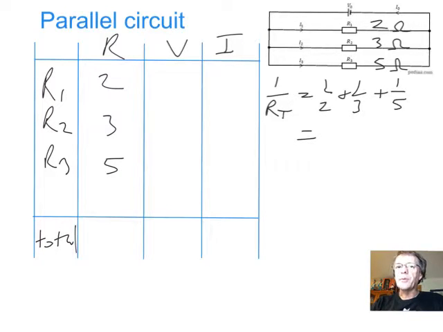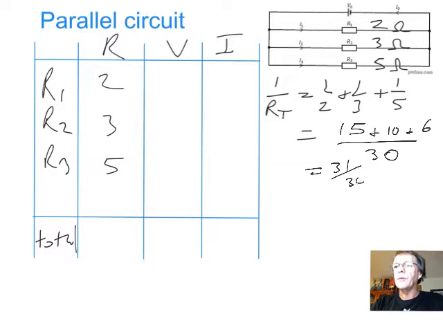So we need to find a common denominator to actually work out the total resistance here. So we'll try 30, because a half can be converted to 15 over 30, because 15 over 30 is a half. We can convert the 1/3 to 10 over 30, and we can convert the 1/5 to, if you do 5 times by 6 you get 30, so 1 times by 6 will be 6. So adding them together you get 31 over 30 for your total value there.